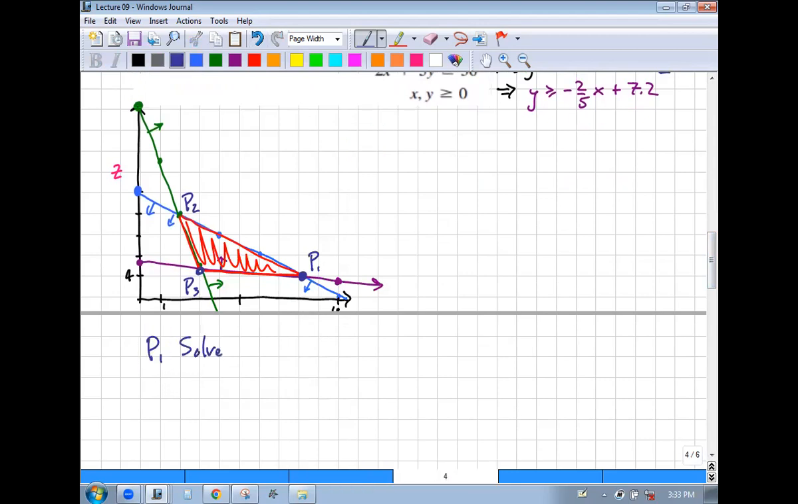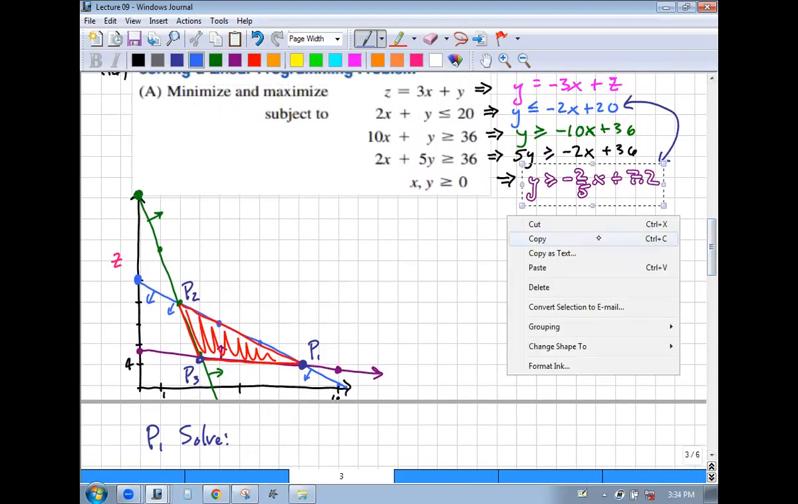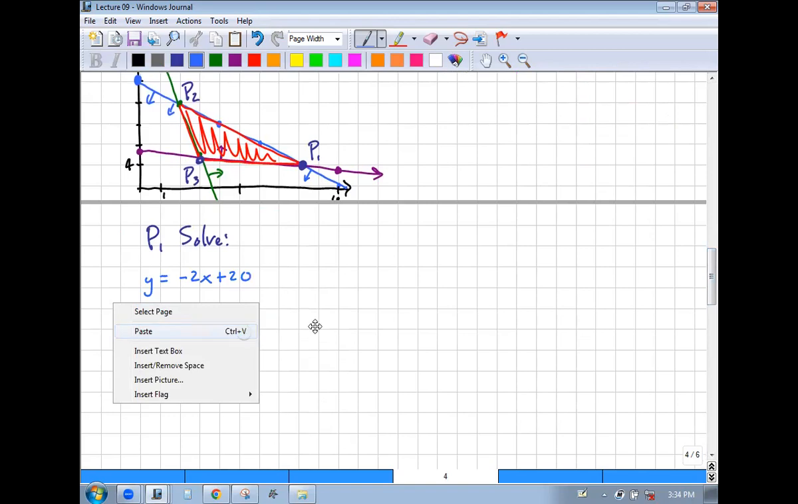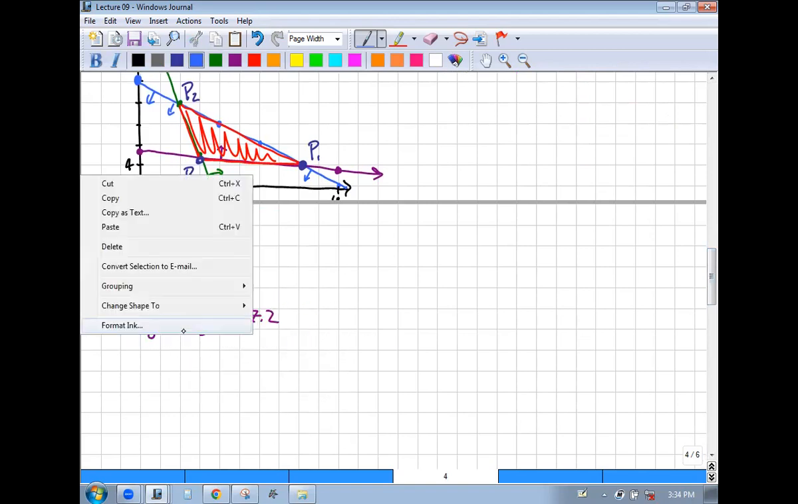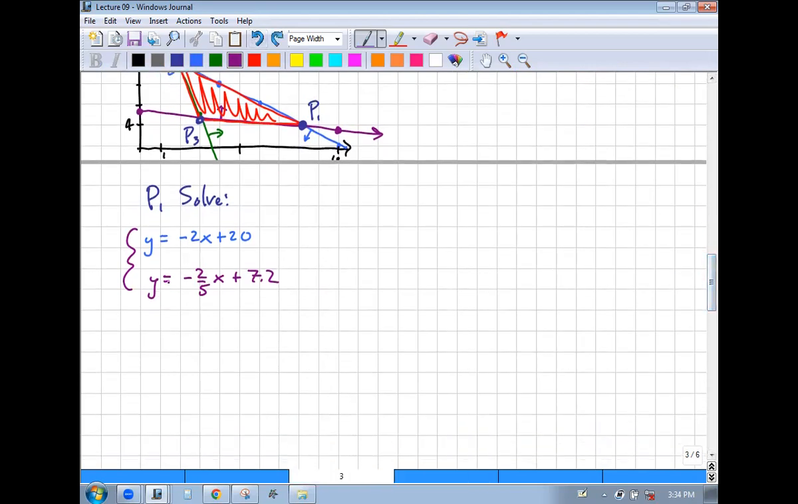P1, solve. Right? So we have this blue line, but we want this just to be equals because that's the line, and the purple line. Right, so we change this to be purple. So here's our system of equations we need to solve for x and y, because that's going to tell us what point P1 here is. Okay, so remember process of elimination. If we simply subtract these from one another, we'll get a new equation that only has x in it.